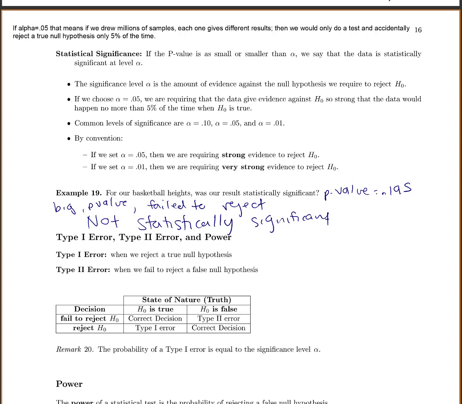If the null is true and you fail to reject it, that was good. But if the null is true and you accidentally reject it, that's a type 1 error. If the null is false and you don't reject it, then you have a type 2 error. If the null is false and you do reject it, good job. And just as a remark, the probability of a type 1 error is equal to the significance level alpha. That makes sense because we said if alpha equals 0.05, we only accidentally reject 5% of the time. So that was the probability of the type 1 error.